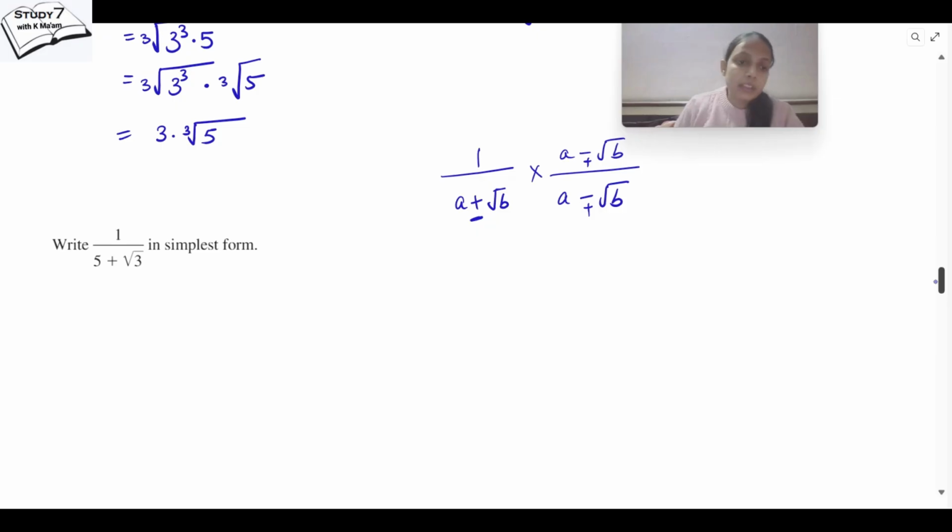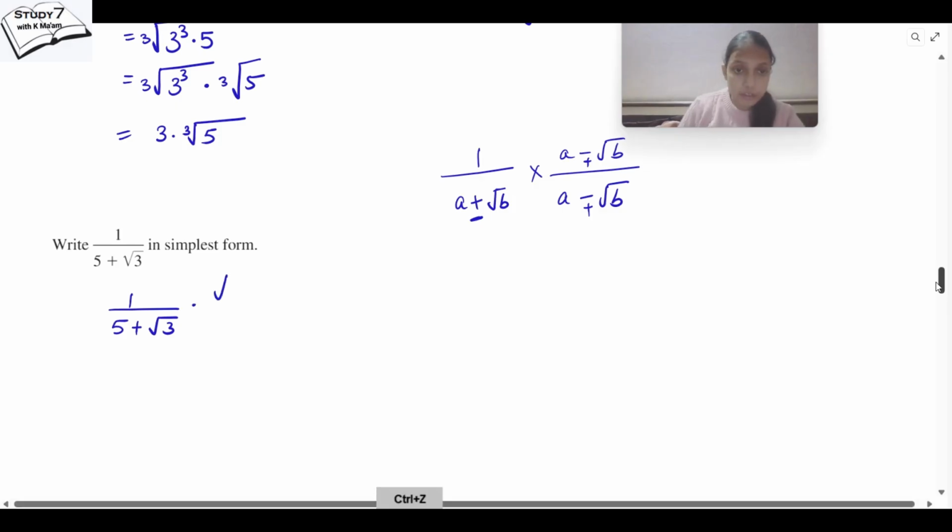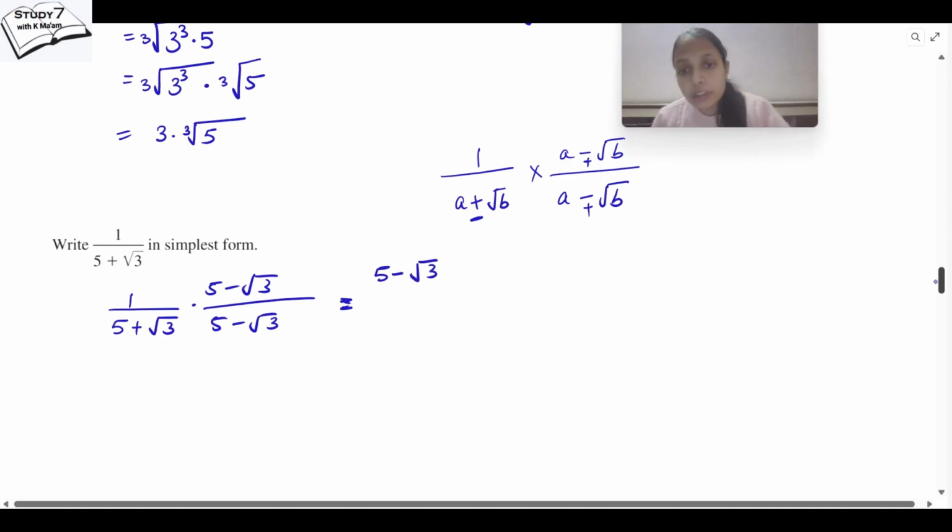Okay, so start. 1 over 5 plus square root 3. I will multiply with 5 minus root 3 over 5 minus root 3. Numerator times 1, so the number stays the same: 5 minus root 3 over, and in the denominator you have this term.